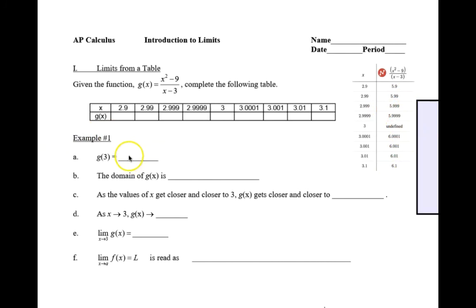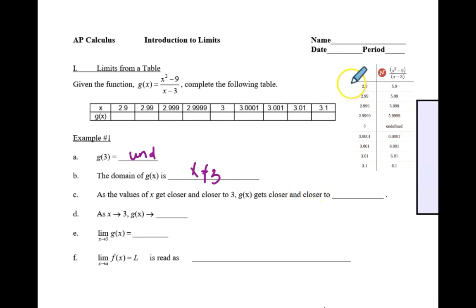And you'll see that when they ask us what g of 3 is, well, g of 3 is undefined per the table of values. So we would just write UND right here for undefined. The domain of g, because the function is undefined at 3, is going to be all real numbers except for where x equals 3. The next question is, as the values of x get closer and closer to 3, what value does g of x get closer and closer to?